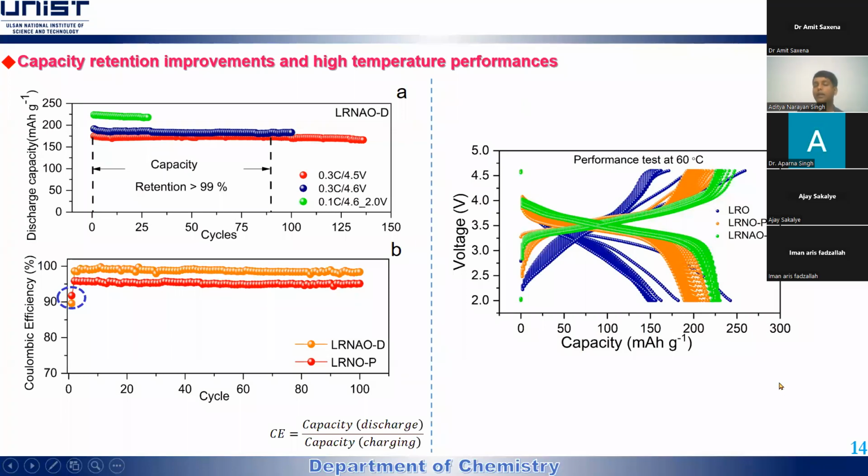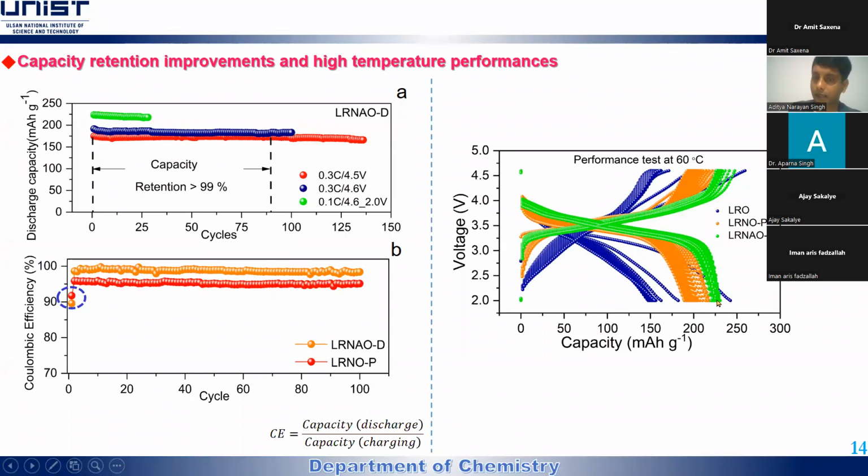It means that aluminum doping, the chemistry of aluminum doping, will be explained by DFT in the further slides. But as of now, what we could explain is that LRO has a huge capacity decay. Nickel, on the contrary, has a lesser amount of decay, but the aluminum doped one shows that, okay, it has better capacity.